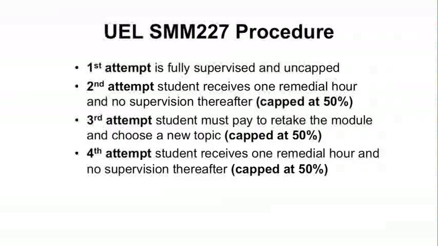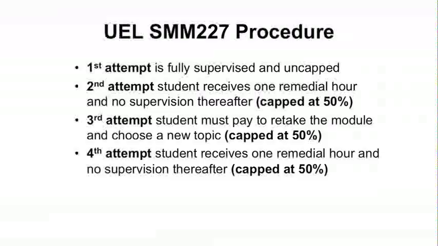Should the student be unsuccessful with their first submission, they are entitled to one remedial error with the supervisor. And that is it. It's not another set of supervision, it's one remedial error. And the dissertation is capped at 50% after that. Okay. The third attempt, so should students have two unsuccessful attempts, they must then pay to retake the entire module with a new topic, with a new supervisor, and start the process all over again. And again, this dissertation will be capped at 50%. So irrespective of how good the third attempt is, it will only ever receive 50.